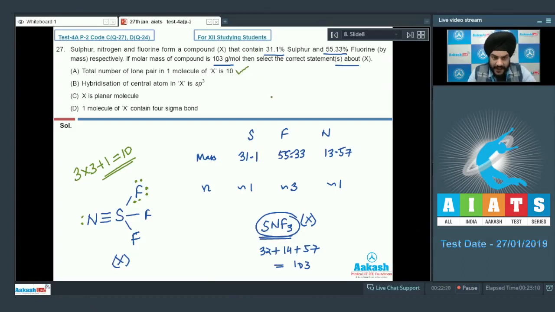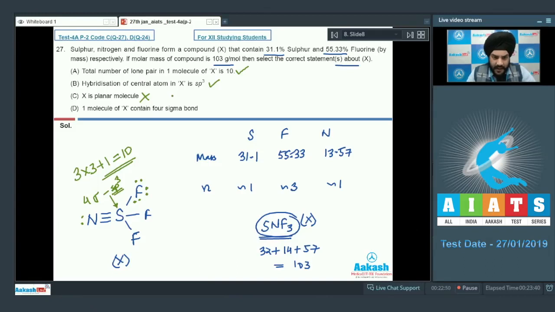If you look at option B now, the hybridization of the central atom in X is sp3. So the sulfur forms 4 sigma bonds, so it will be sp3 hybridized. So statement B is also correct. Option C: X is a planar molecule. This statement is incorrect, students, because the sulfur here is tetrahedral.